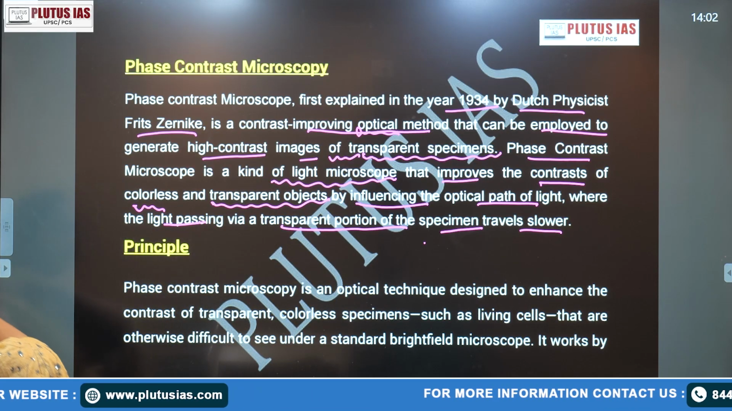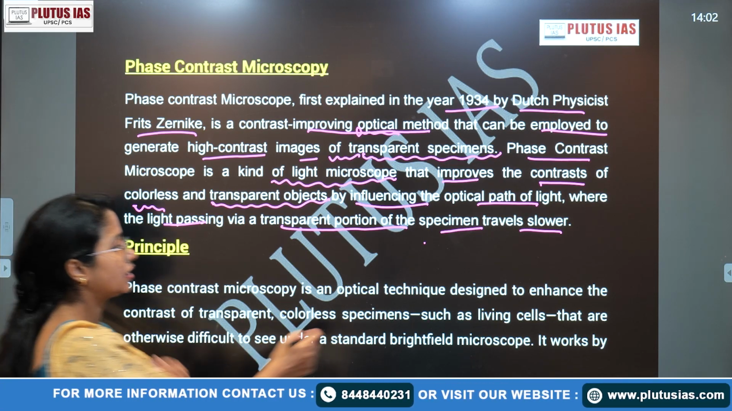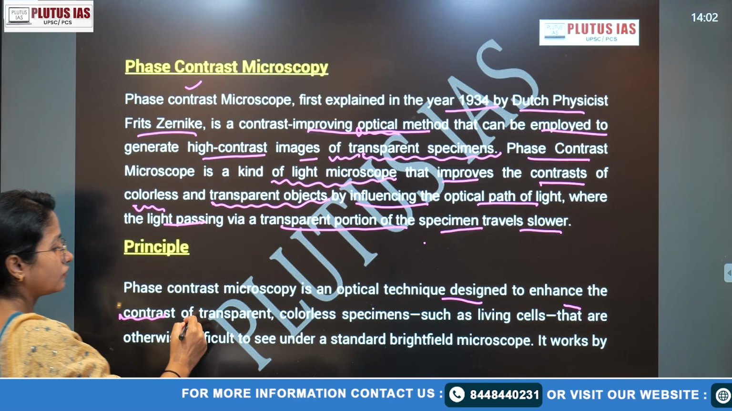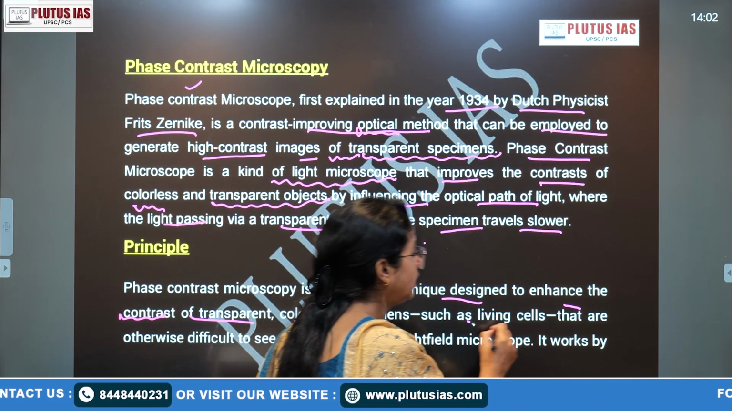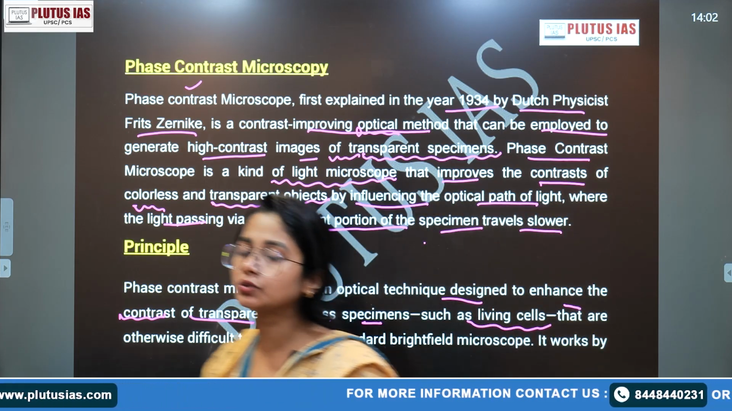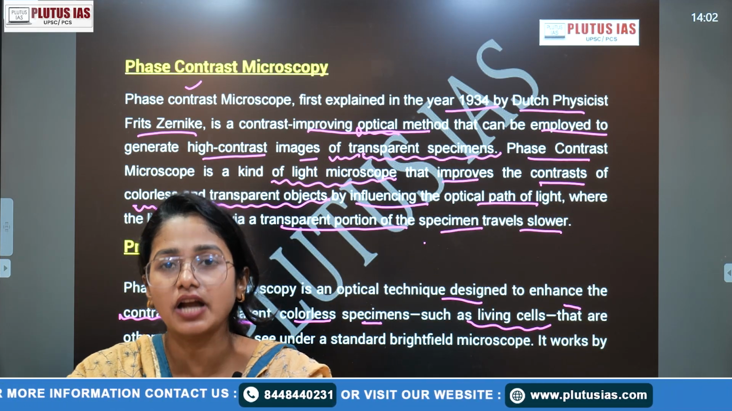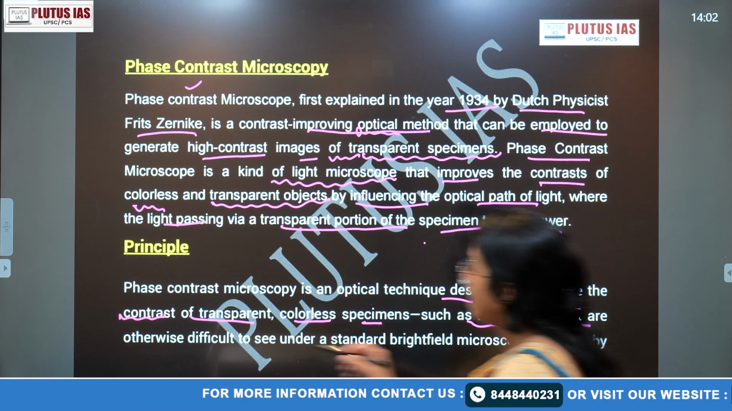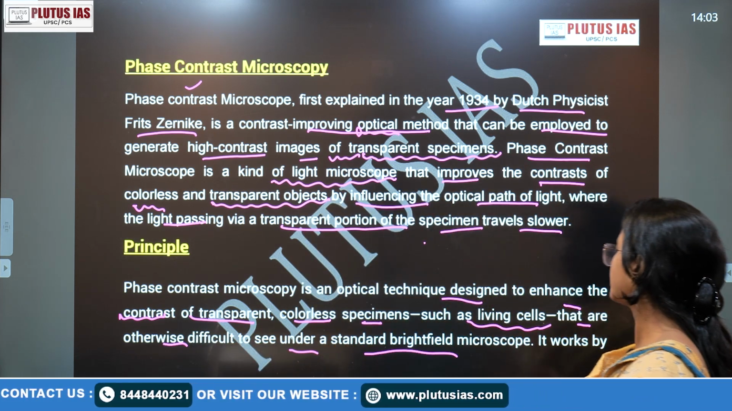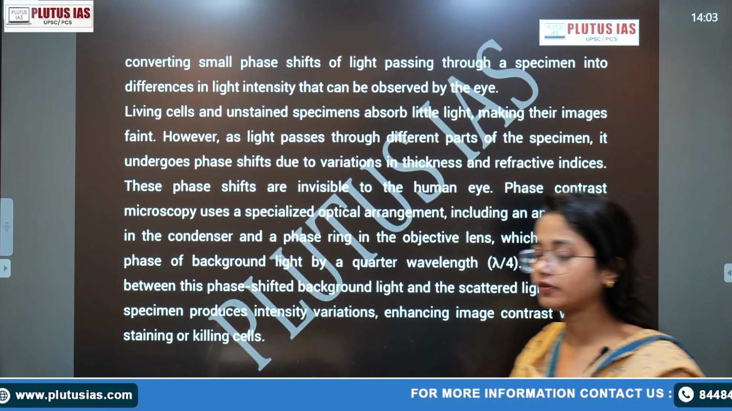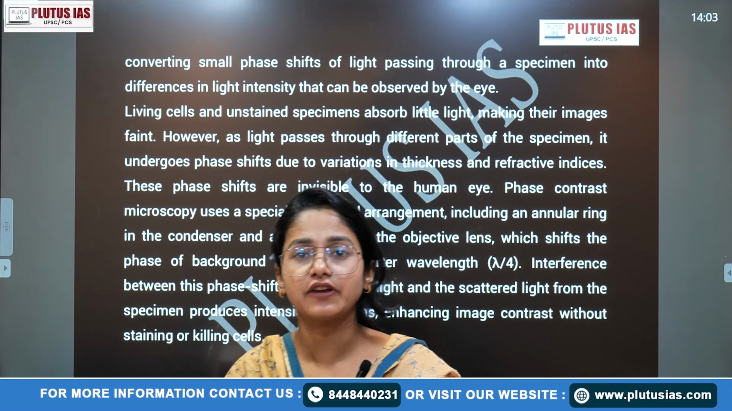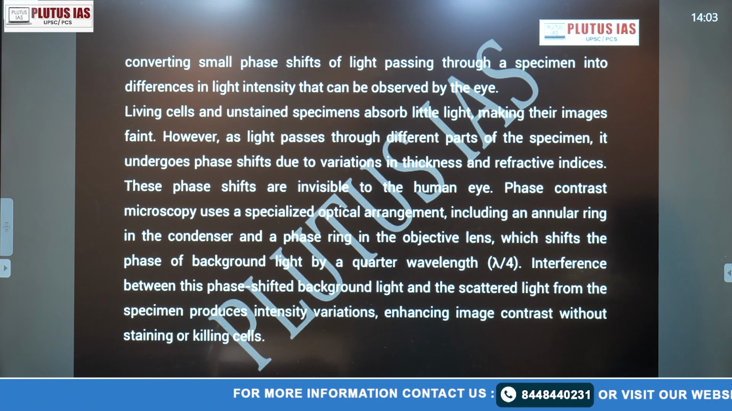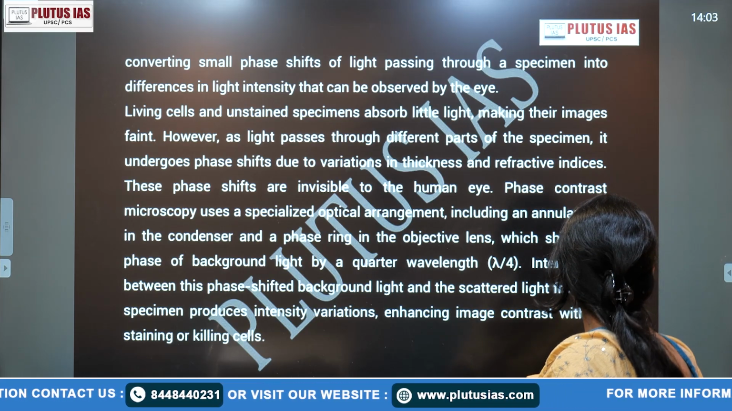Okay, so the principle: phase contrast microscopy is an optical technique designed to enhance contrast. That is the word here, the contrast of transparent colorless specimens such as living cells, right? Why? Because generally to study the living cell we do not give any specific kind of coloring or fluorophores, and because of that they are otherwise difficult to see under a standard bright field microscope, right? So what is the main concept here? That with the help of phase contrast microscopy we can see the live, living objects.